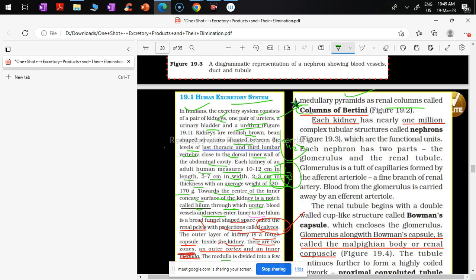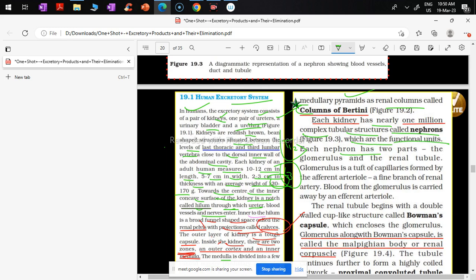So each kidney has nearly 1 million complex tubular structures. Focus on this point, sometimes they can confuse you. If I'm saying two kidneys, then nearly 2 million nephrons are there. Each kidney has nearly 1 million, and for both it will be about 2 million. These structures are called nephrons, and nephrons are the functional units of the kidney.